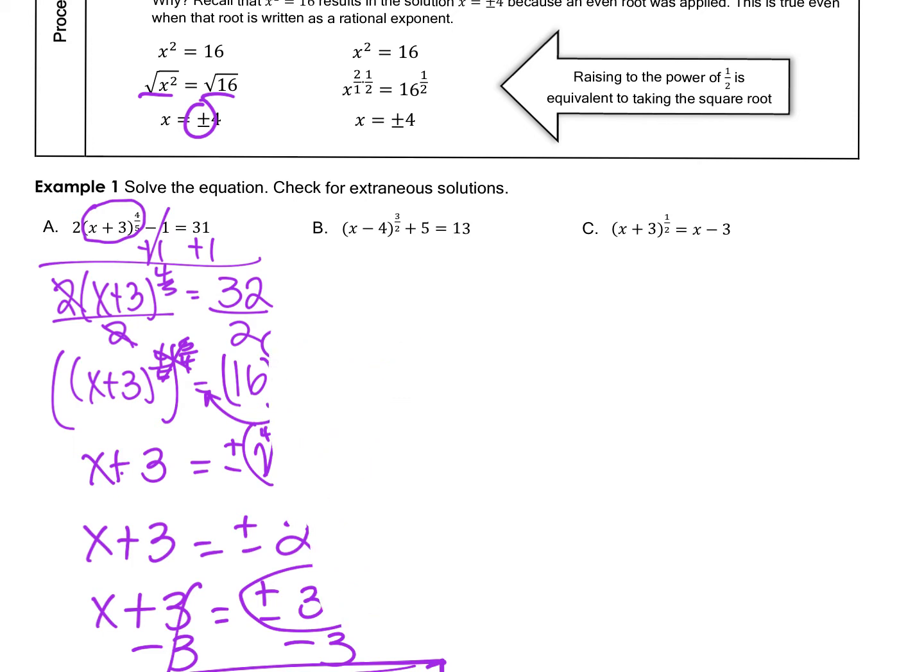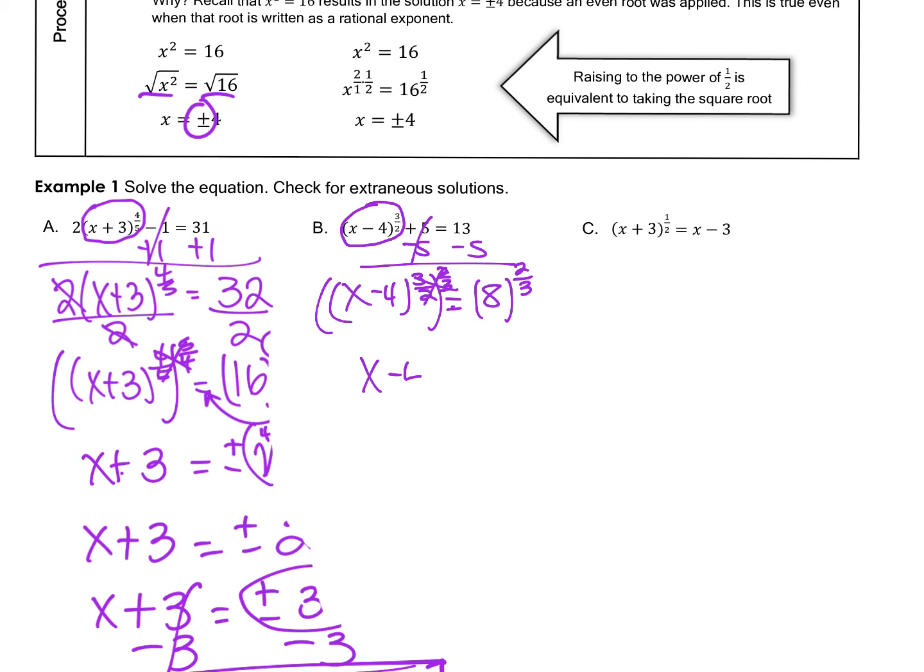Okay, looking at the next example, we want to isolate whatever is raised to the rational exponent. So I need to subtract 5 first. That's x minus 4 to the 3 halves equals 13 minus 5, which is 8. Once I've isolated it, I need to raise it to the reciprocal power to get rid of it. Make sure you do the same thing to the other side. Those cancel. We're left with x minus 4.